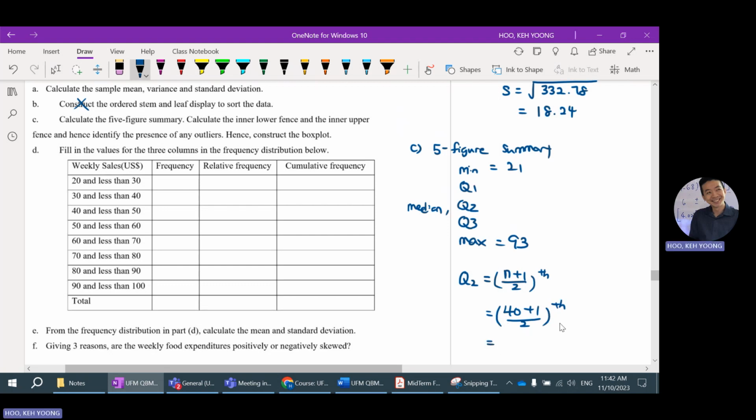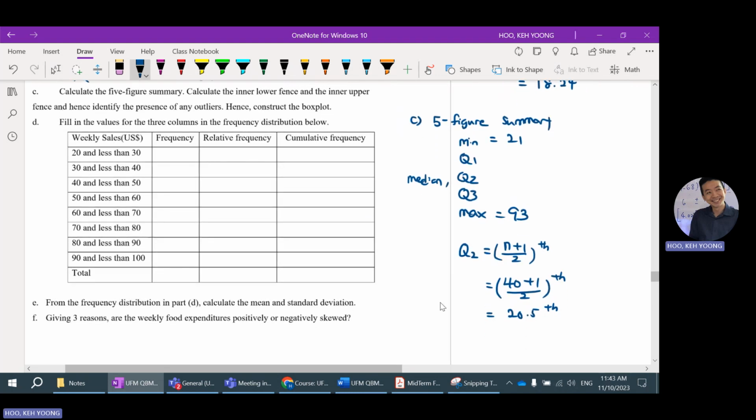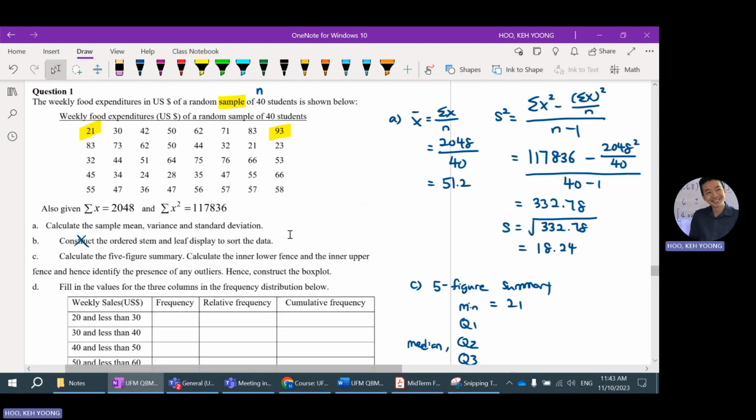40 plus 1 is 41, divided by 2 is 20.5. So this formula tells us the position of Q2. It is located at 20.5. What you have to do for this one is arrange the data from the smallest to the largest first.